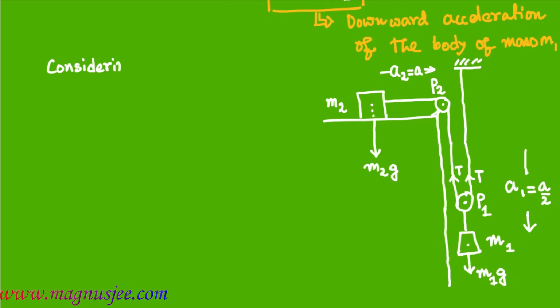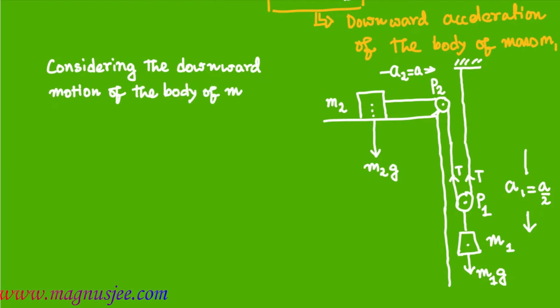Considering the downward motion of the body of mass M1, we get M1 A1 is equal to M1g minus 2T. The net downward force acting on the body of mass M1 is M1 A1, that is mass into acceleration, and alternatively the net downward force acting on the body of mass M1 is M1g minus T plus T, that means M1g minus 2T.